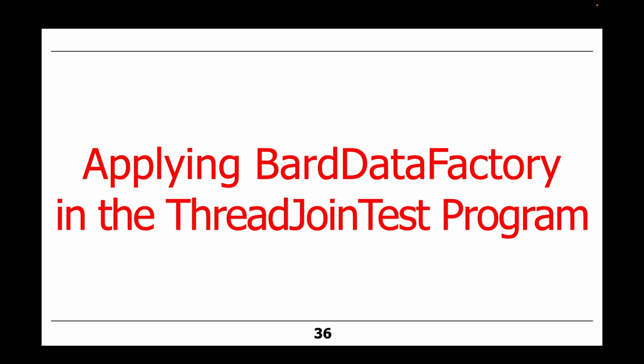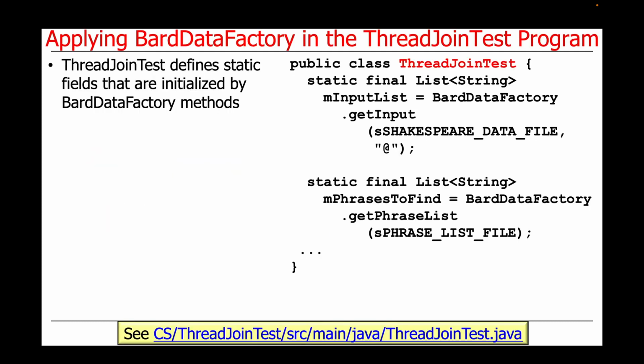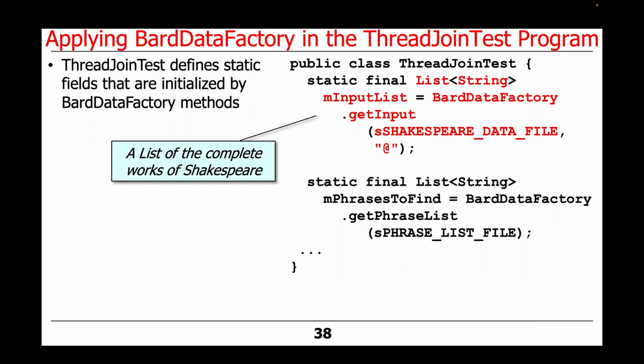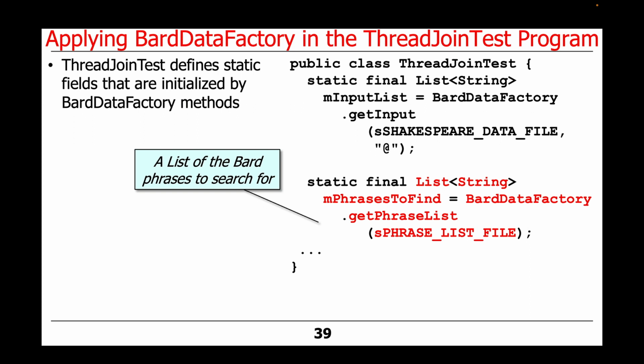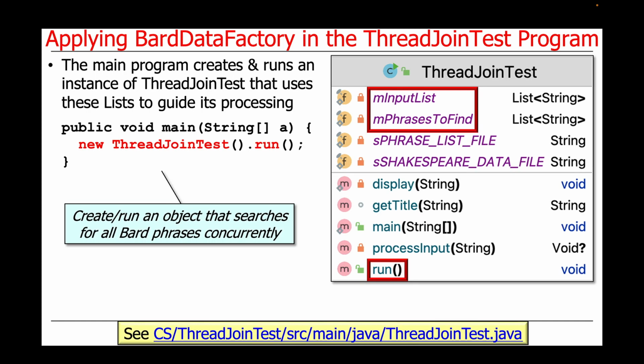Now that we've walked through the implementations of the BardDataFactory methods, we'll show where they're applied in the ThreadJoinTest program. The ThreadJoinTest class defines several static fields that are initialized by these BardDataFactory methods. For example, the mInputList field contains a list of the complete works of Shakespeare it obtains by calling the getInput method on the BardDataFactory. Likewise, the mPhrasesDefined field contains a list of Bard phrases to search for, which it obtains by calling the BardDataFactory getPhraseList method. When the program is launched, it creates and runs an instance of ThreadJoinTest that uses these two lists to guide its concurrent processing.